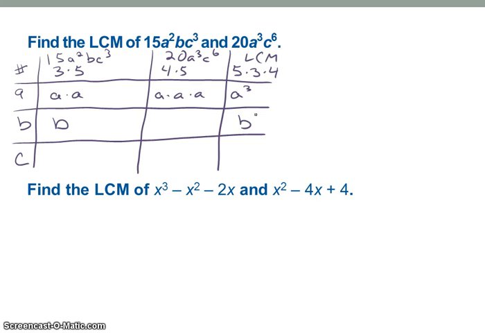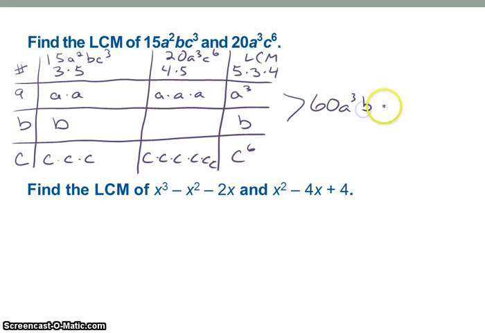So when I have a b to the first here, and no b here, b to the first is my highest exponent. Here I've got c to the third, so c times c times c. C to the sixth is c times c times c times c times c times c. So once again we see 6 is the greatest compared to our 3, so c to the sixth. So my least common multiple, I've got 5 times 3 times 4, which is 60, a to the third, b, c to the sixth.